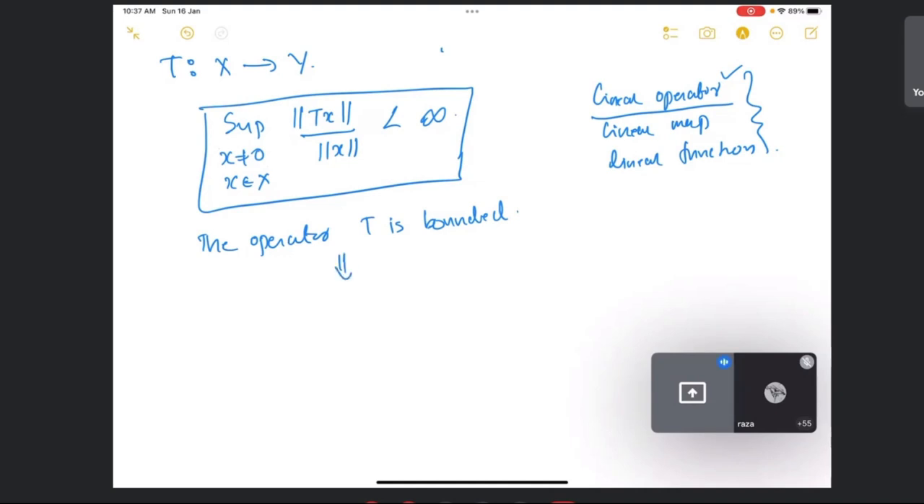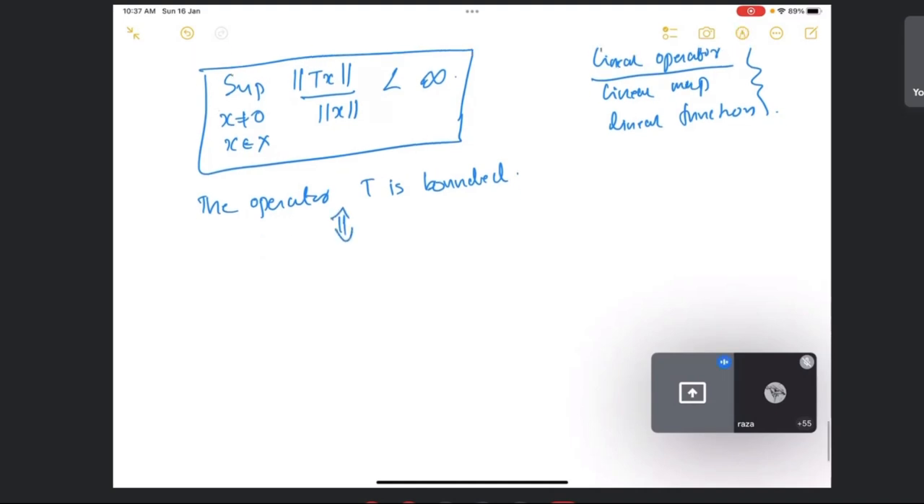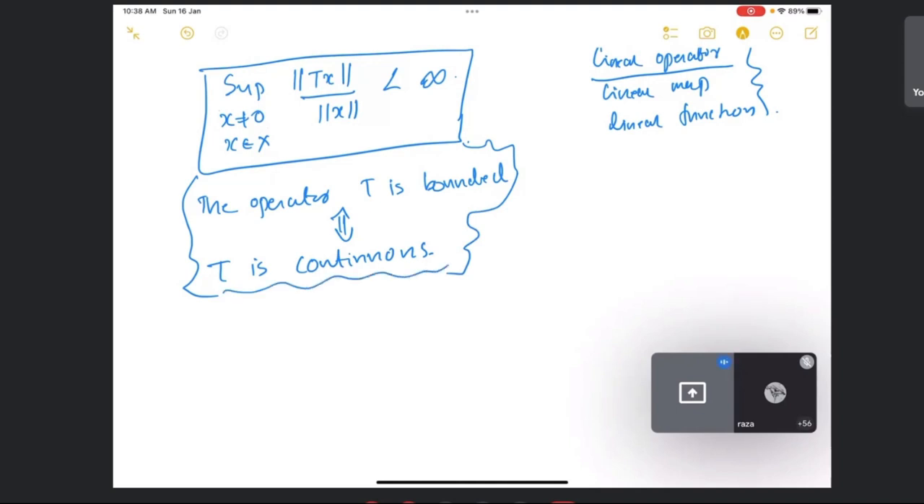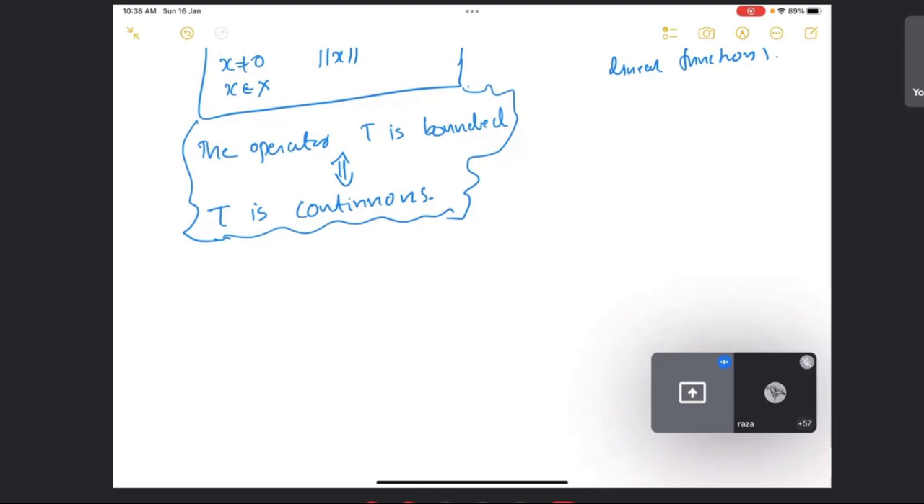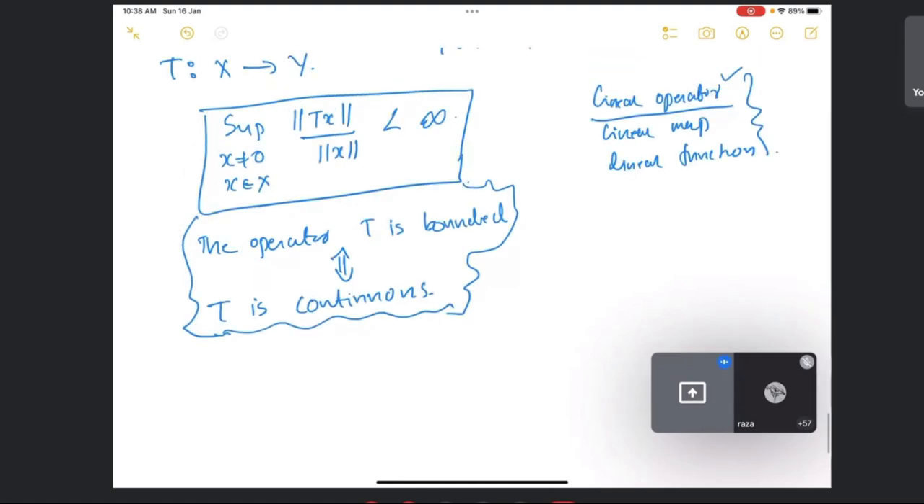And it's a well-known result in functional analysis. Using the linearity of T, we can prove that T is bounded if and only if T is continuous as a function. You may recall this. Continuous with respect to the metric topology on the space X. So, for an operator T to be continuous, we only need T to be bounded in this way, not the usual boundedness.